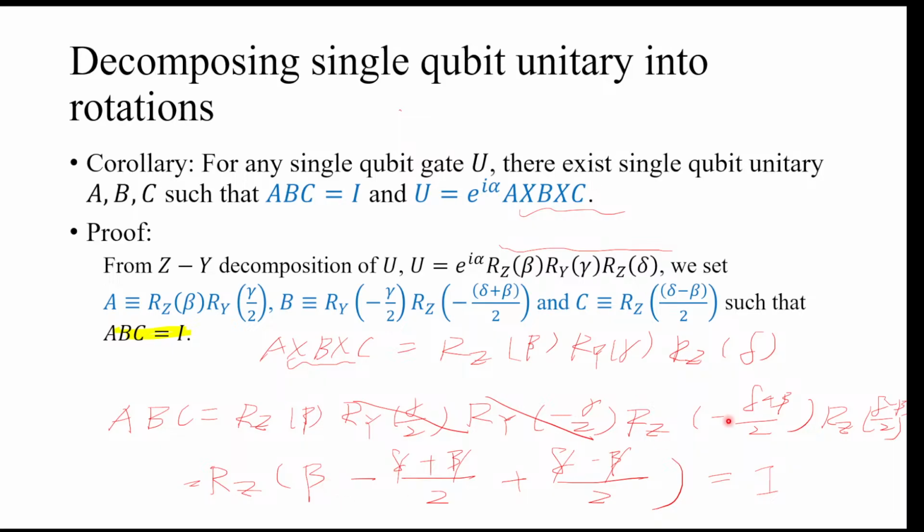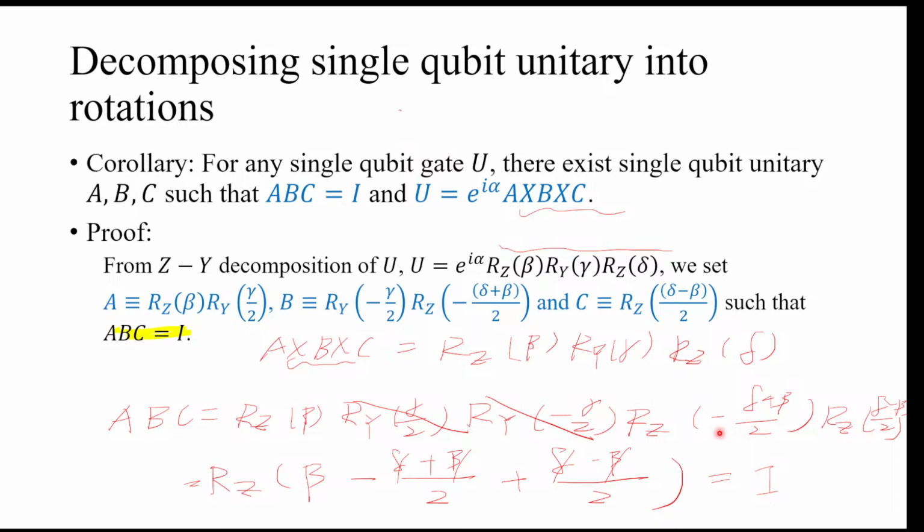Then we have RZ beta and this minus delta plus beta over 2, and plus delta minus beta over 2. And so the delta part cancels out and the beta part cancels out. So once again, it's RZ of no angle, so ABC is just equal to identity.